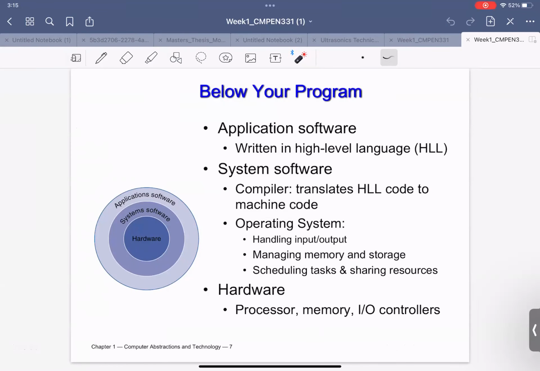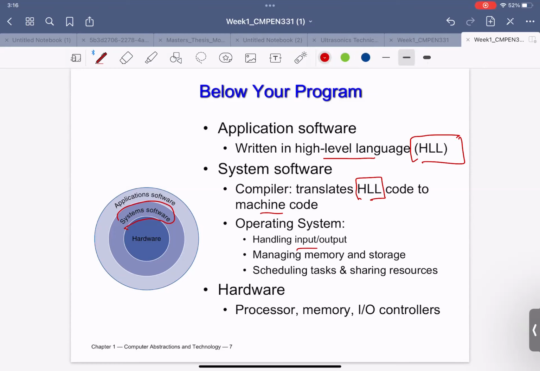So as a rule of thumb, you have application software at the very top here. This is written in a high-level language, which we refer to as HLL. Underneath, you might have the system software. This system software is like a compiler, which will translate this HLL code to machine code. So it goes, of course, to assembly and then to machine code. The operating system will handle all of the input, output, and managing the memory and things like that.